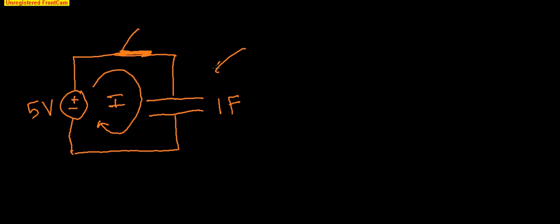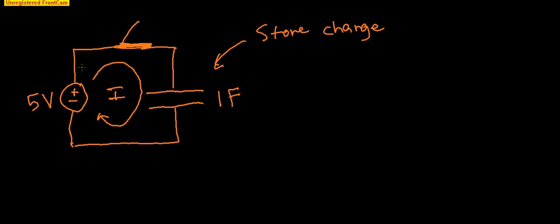And capacitors, these guys, capacitors store charge. So what will happen is positive charges will start to flow. We said capacitors store charge. Right? So the positive charges will start to collect on the capacitor. Let's say 1 second has gone by. After 1 second, there is 1 volt stored on the capacitor.